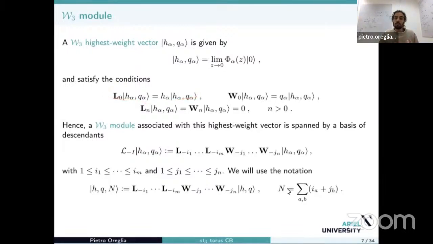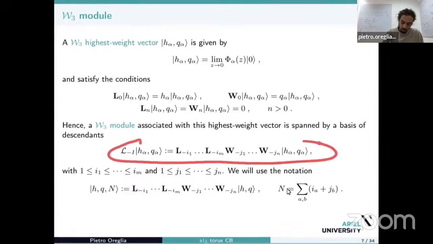So the conformal dimension that we defined before is the eigenvalue of the mode L0. The W3 charge is the eigenvalue of the mode W0. And the highest weight vector is annihilated by all the modes with positive subscript index. So in general, a W3 module associated to a given highest weight vector is the vector space spanned by a basis of the states defined in this way over here.